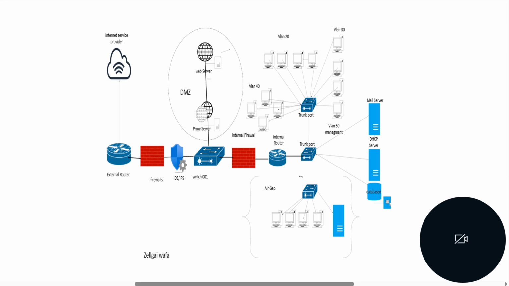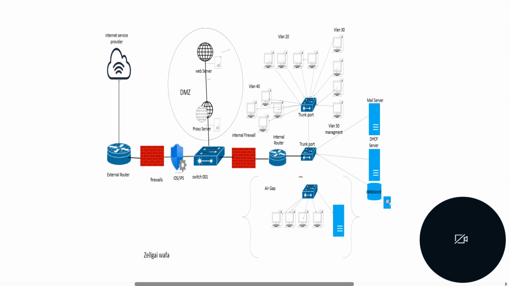And after the intrusion detection, we have another firewall for defense in depth. We have two firewalls, and after this firewall, we have another router, which is for the internal network. The first router was the external router, and the second router is the internal router. And then we have a core switch.